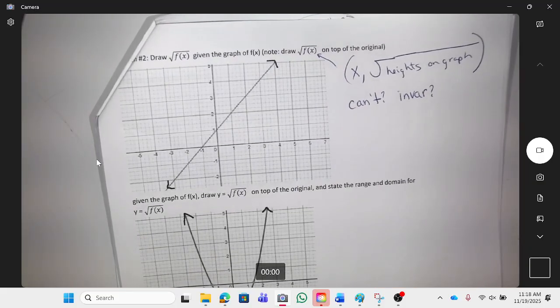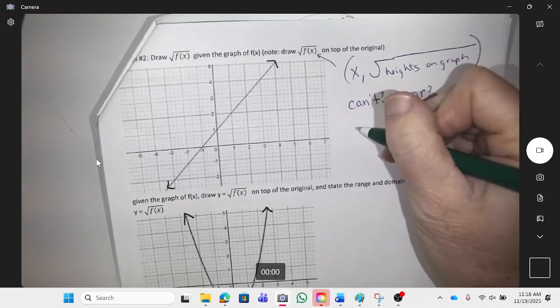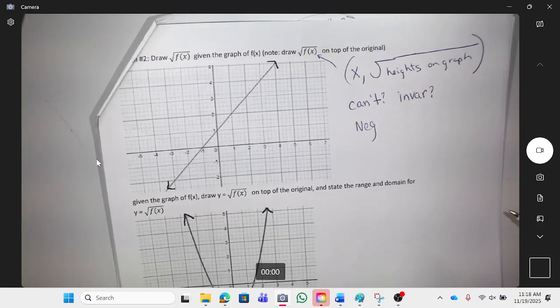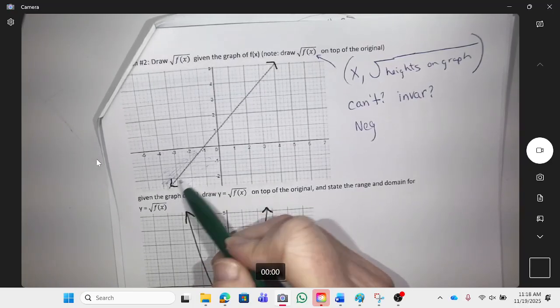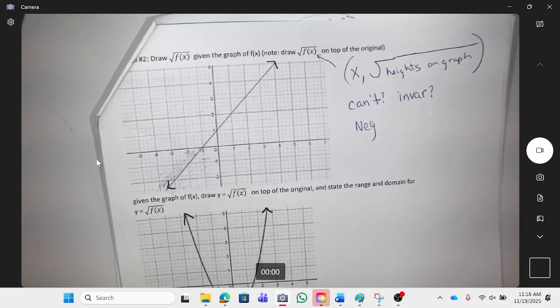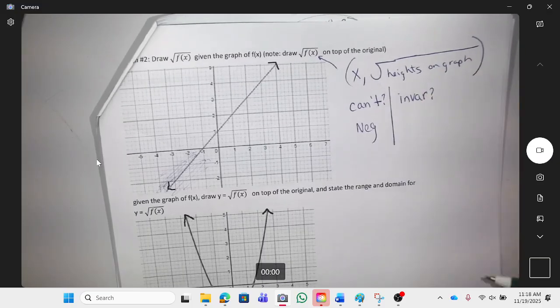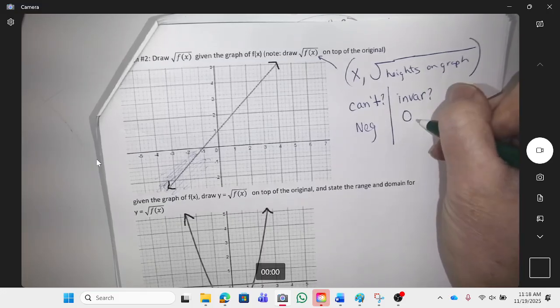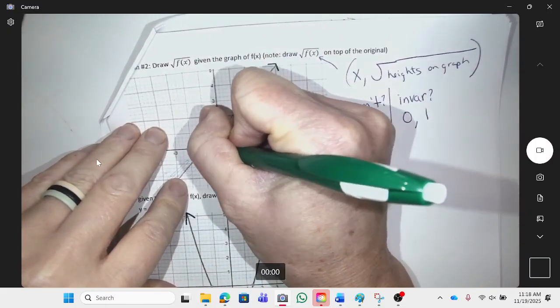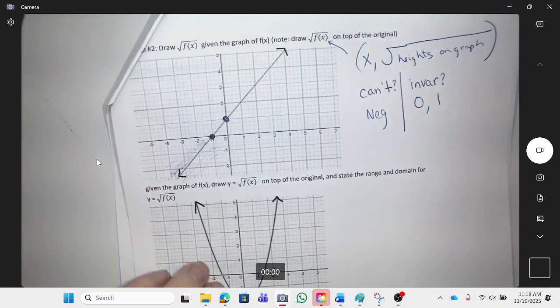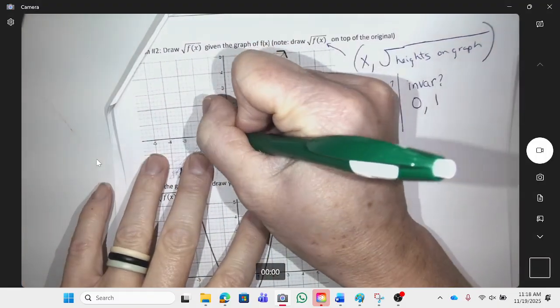Okay, tell me, what can't you square root? Negative. Okay, so, right, I can't do anything with the graph down there because the heights are all negative. What would stay put if you square root it? 0 and 1. So invariant, invariant. Okay, that's important.